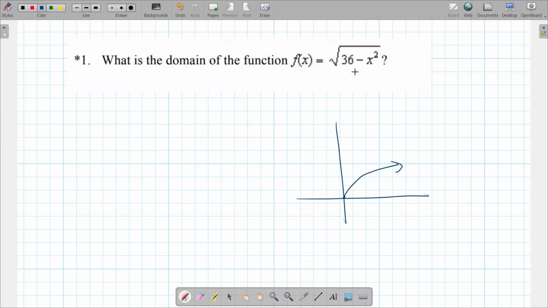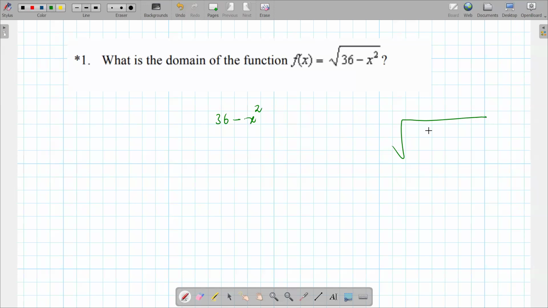So what we're going to do is use the idea of square roots. Forget about the square root. If we forget about that, we just get 36 minus x squared. Now think about a square root. Can you have a negative number in there? No, you cannot have a negative number in there. Can you have a zero in there? It's a square root of zero. Square root of zero is simply zero, okay?